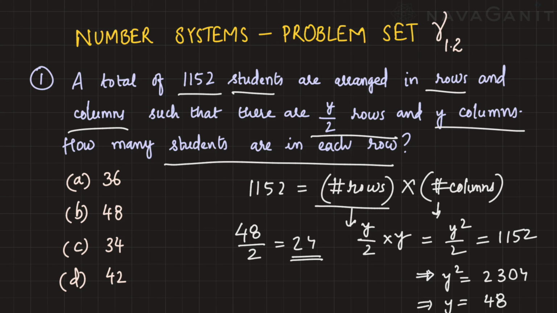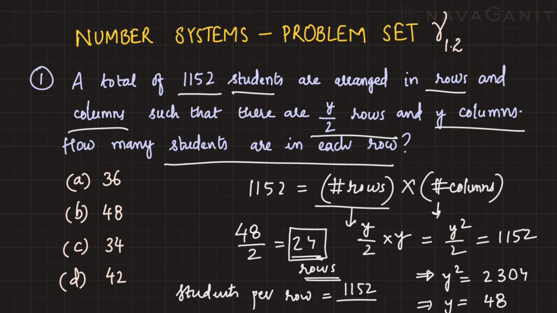Now in these 24 rows, how many students would be there? So the number of students per row would be the total number of students by the number of rows, which is 48. So B is the right answer.